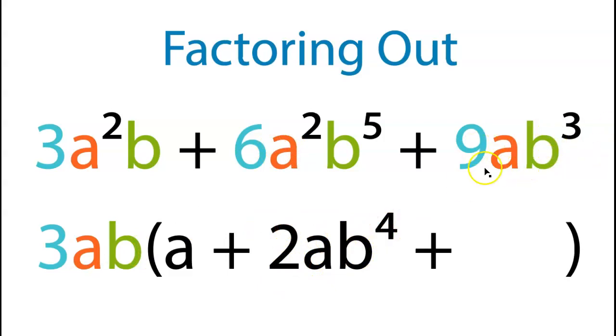And then for this last one, same idea, 9 divided by 3, a divided by a, b cubed divided by b, so we've got our 3. And then the a's are going to go away, and we will have b cubed divided by b gives us b squared.